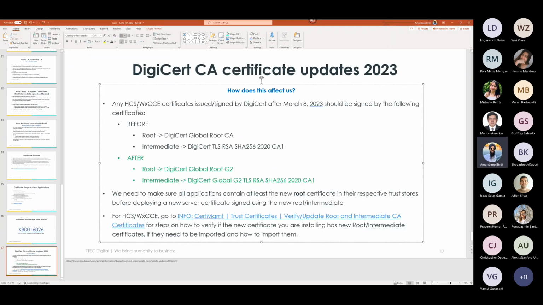So basically, any cert that's being signed by DigiCert after March 8th, and for some reason Deloitte is an exception to this, WX002, is being signed by this new root and this new intermediate. Prior to March 8th, all certs were being signed with this chain, this root and this intermediate. After, it's being signed by this. So again, if everything that I've shown you makes sense, we need to make sure that these two root and intermediates exist in all of the local trust stores, right?